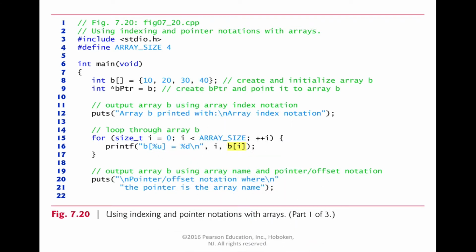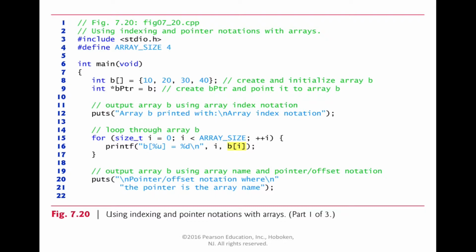I've got an array of 4 items: 10, 20, 30, 40. I've also created a pointer to an integer to point to that array. The very first thing I'm going to do is just loop through the array and print out all the items the way we are used to, right? i equals 0, i less than the size, i plus plus. We're just going to do standard array index notation.